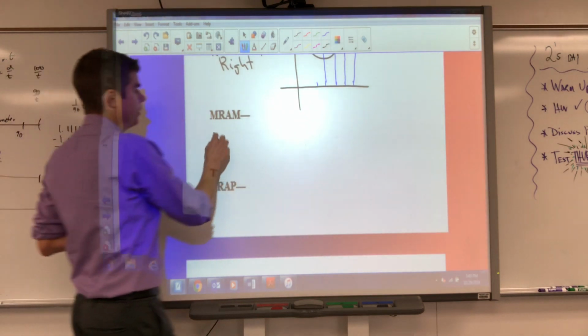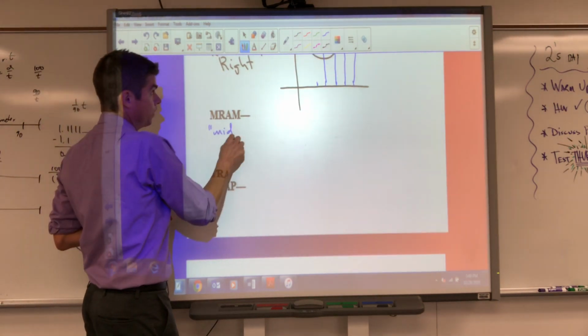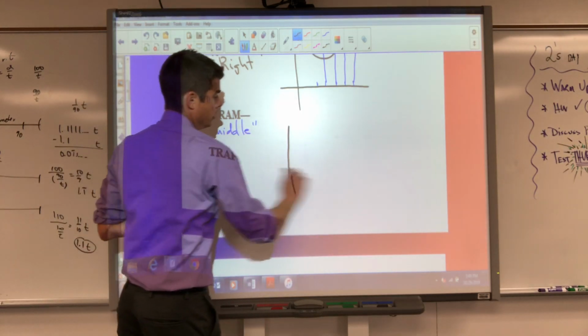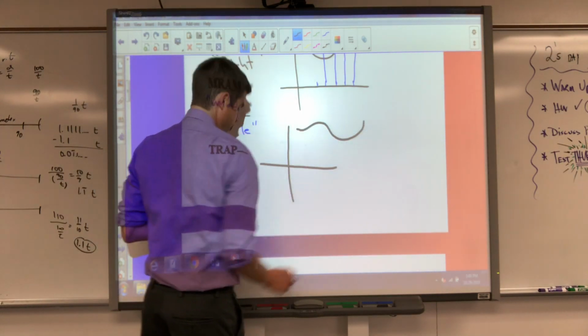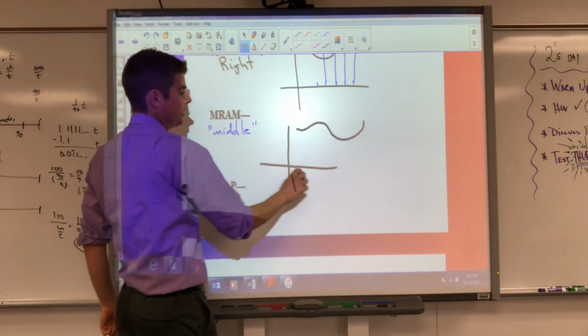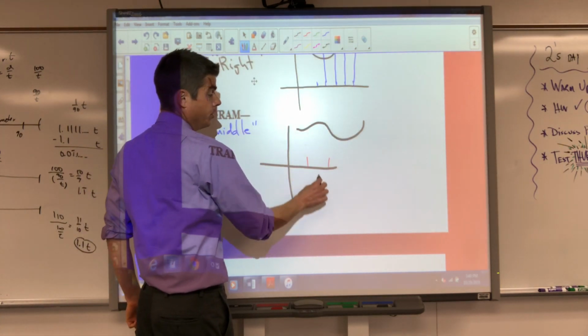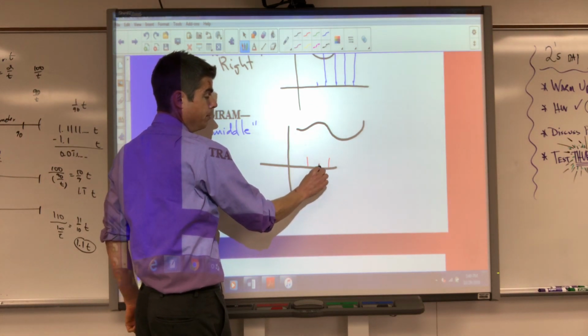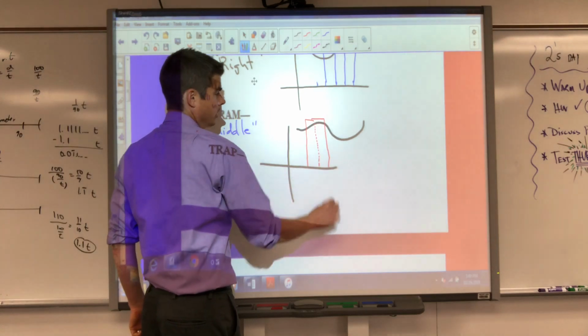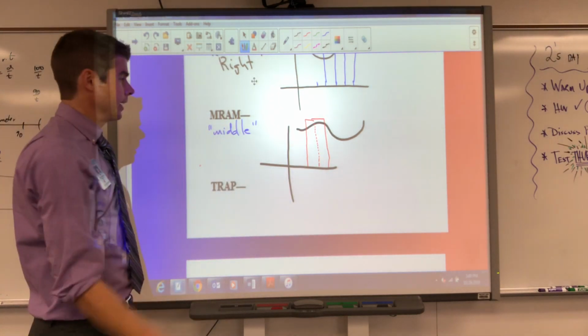M for middle or midpoint. So again, you are still going to use rectangles for MRAM. And if you have your function, whatever it looks like, and you know what your interval is, let's go, I guess, red, why not? So if this is your interval and this is your interval, you would construct it based on where the middle hits. So if the middle hits here, then you go on either side. So then you would find the area of that rectangle.